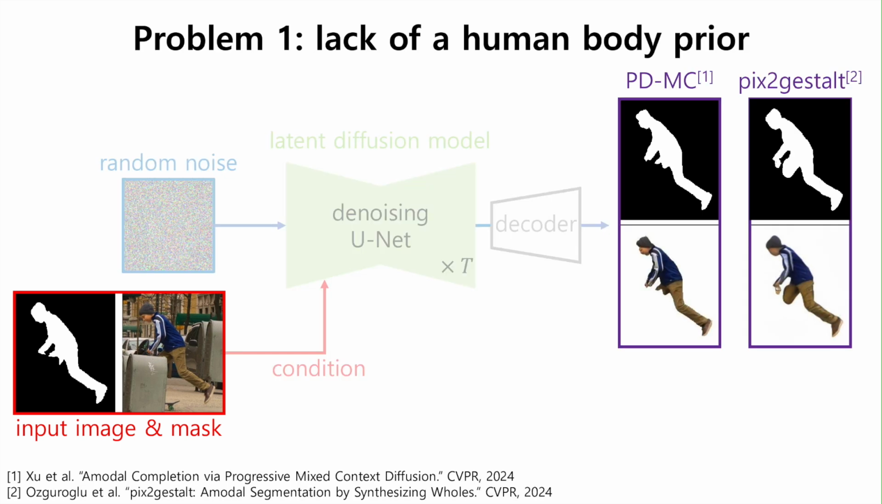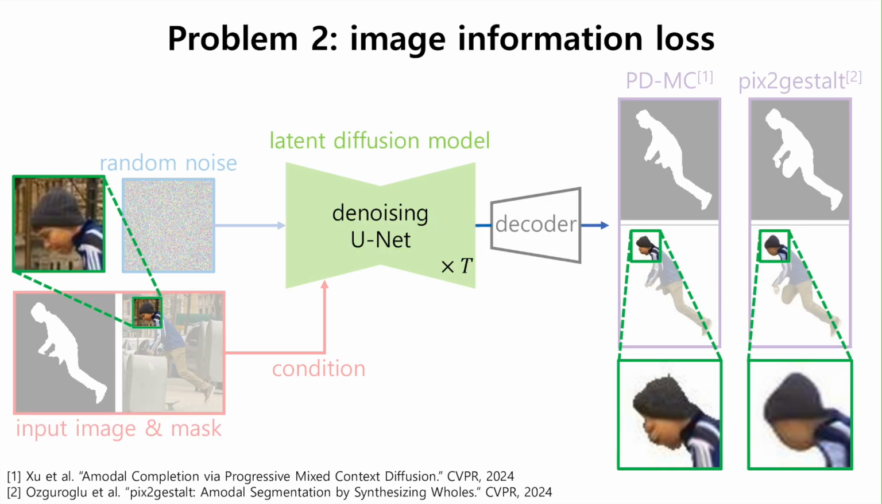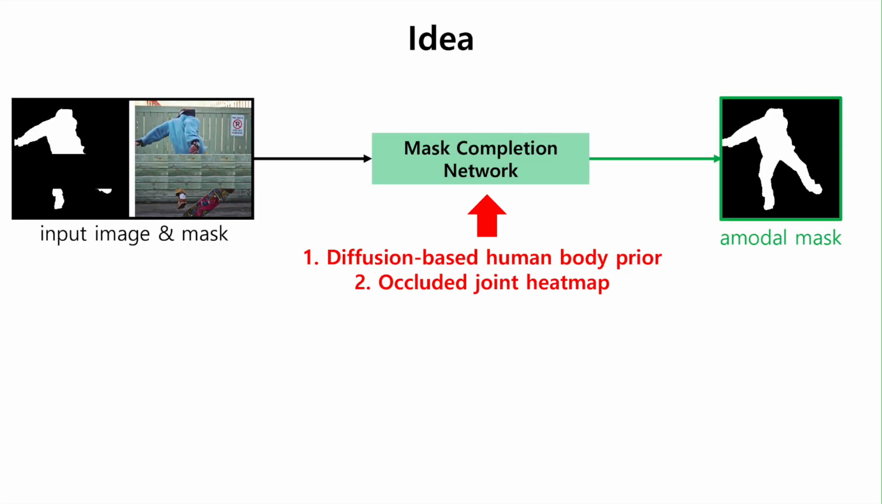First, they lack a human body prior, so the results miss limbs or produce anatomically inconsistent shapes. Second, by denoising in latent space before decoding to pixels, they often blur details and even erase visible regions of the input image. We address these issues with a two-stage framework built on 4 key ideas.